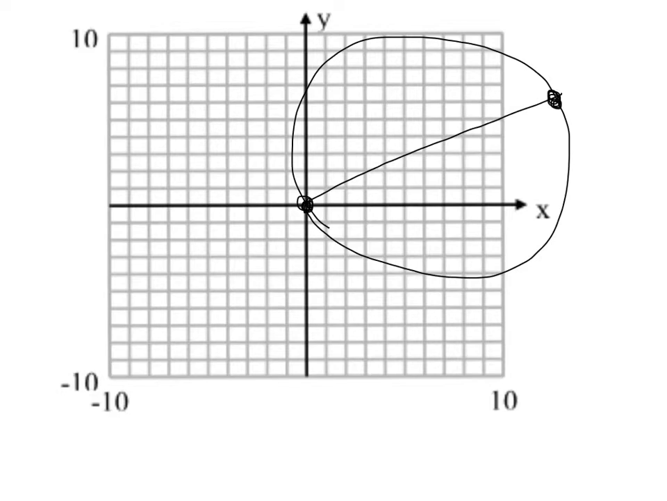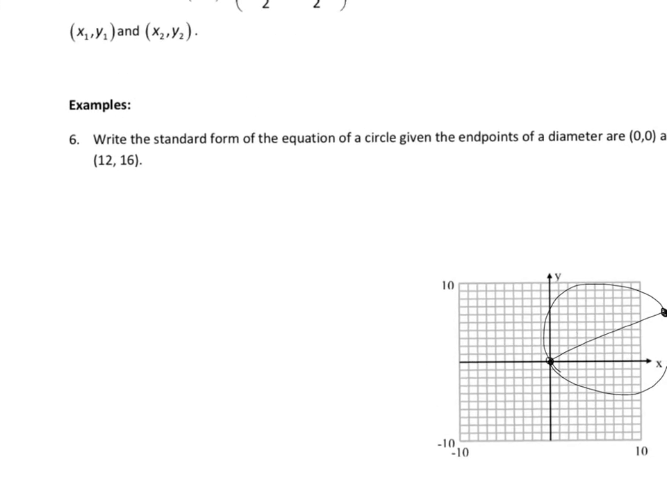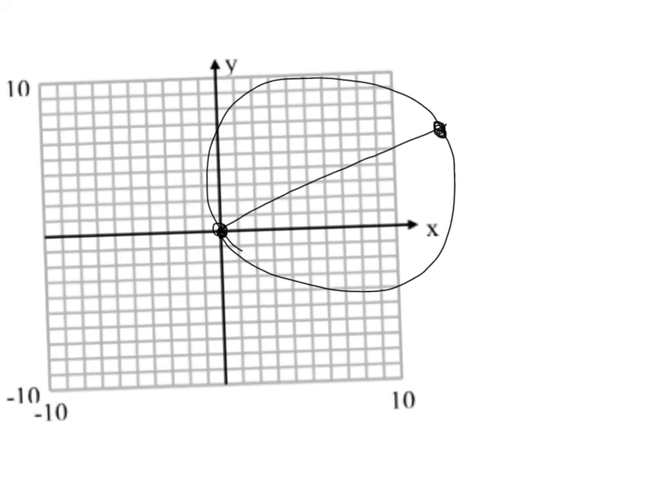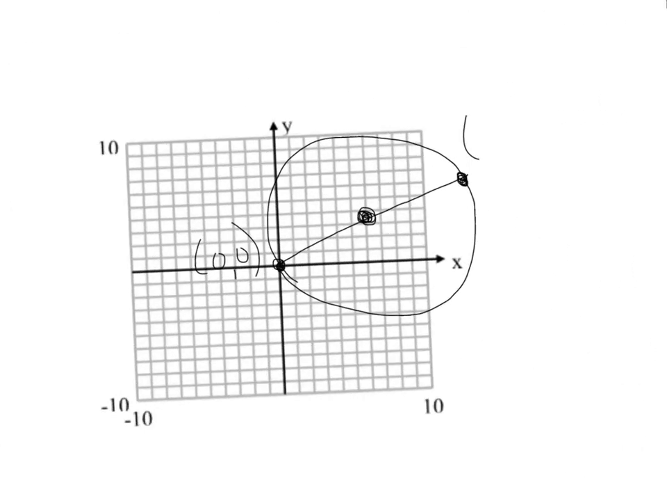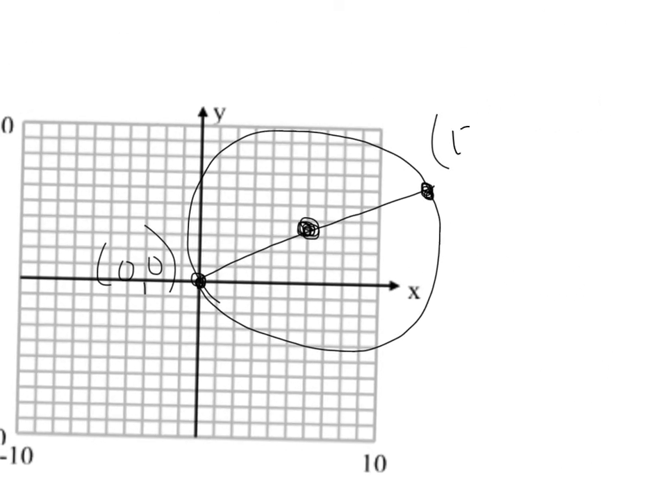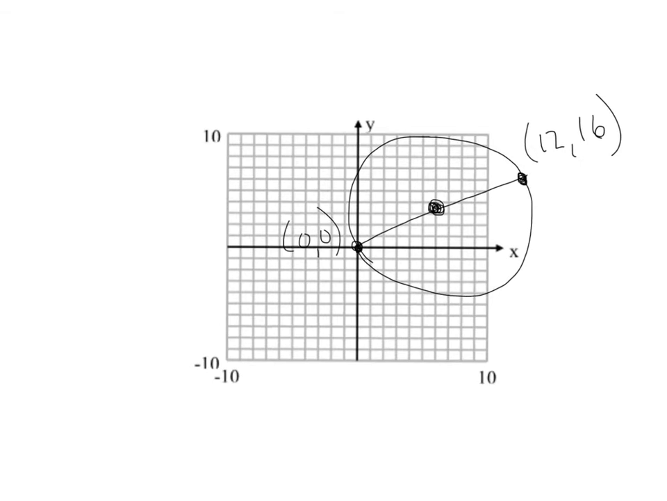Now, the two pieces of information we need to know, and remember, what we're trying to do is get the standard form of the circle, which means we need the center and we need the radius, the length of the radius. So we need to figure out what the center is. Well, the coordinate that we have here is 0, 0, and this one, just to make sure, is 12, 16.